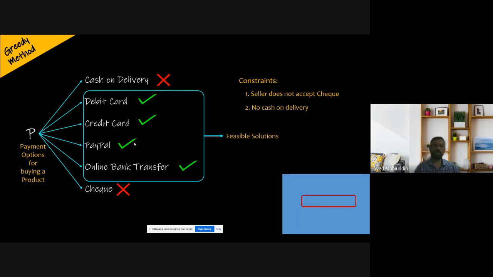So for a problem, there can be any number of feasible solutions. But we want something better among these feasible solutions. Though you can use any of the solutions and payment can be done, what we want is some optimization. We want a better solution among these feasible solutions.